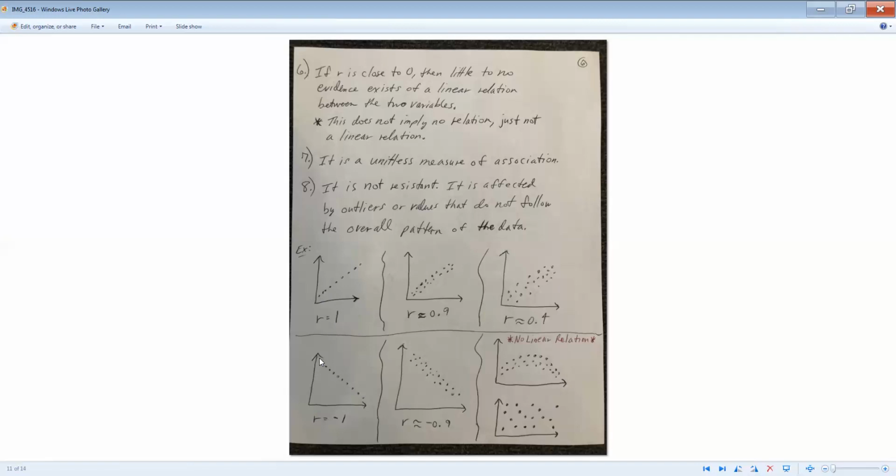R equal to -1, you have that same perfect line, but it will be going down. And as you get closer to 0, once again, your points will begin to spread. No linear relation, or r being close to 0, you can have that arc, as we discussed before, or just no pattern at all means that r is equal or close to 0.